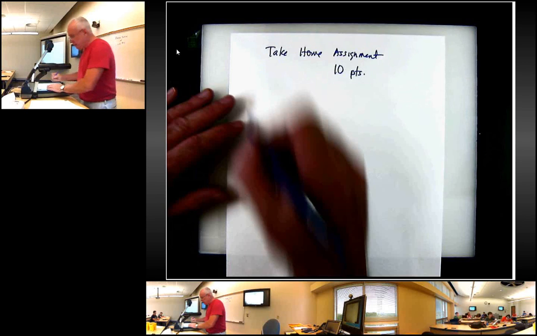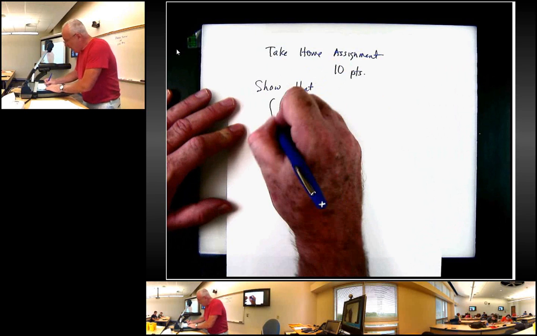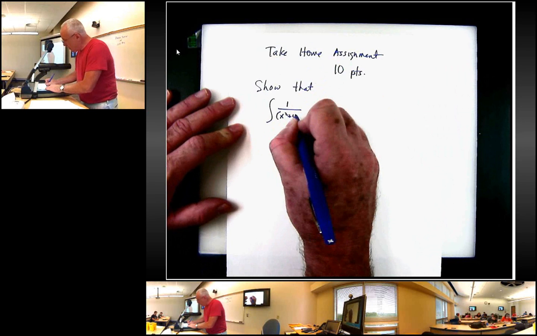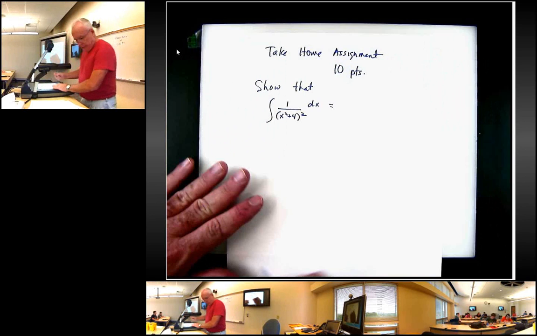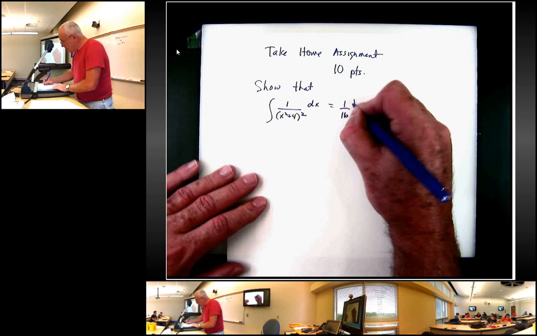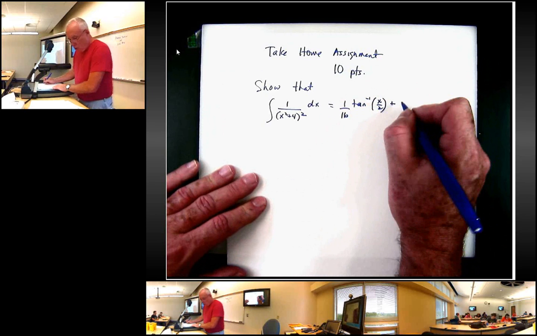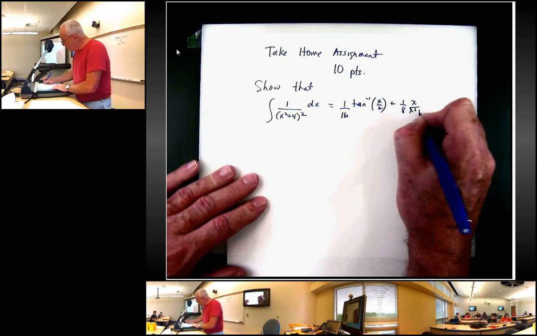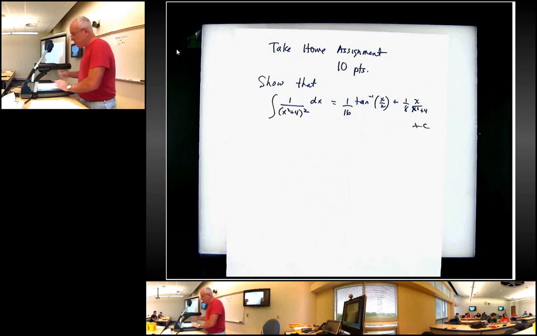Okay, and it's this. Show that the antiderivative of 1 over (x squared plus 4) squared dx is equal to the following: 1 over 16 tan inverse of x over 2 plus 1 over 8 times x over x squared plus 4. That's x squared plus 4. Plus c, of course. I'll give you a hint.